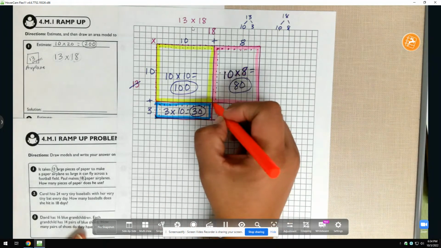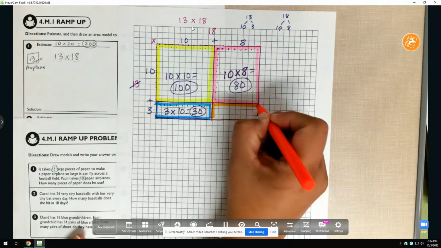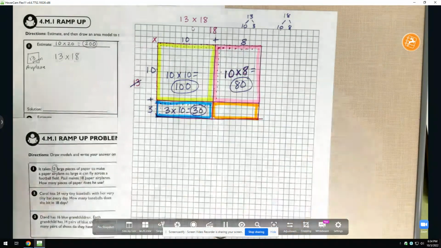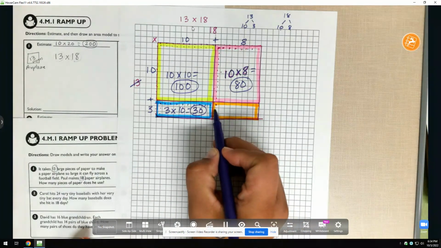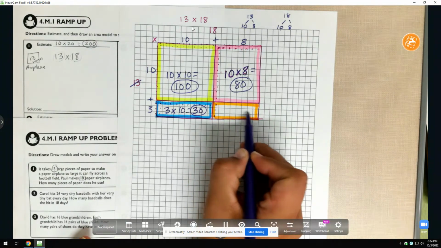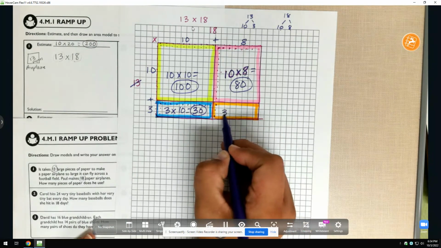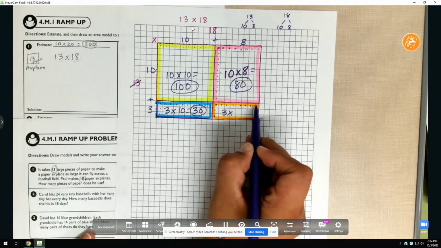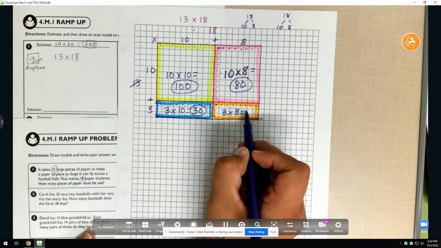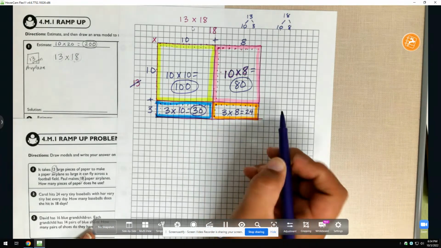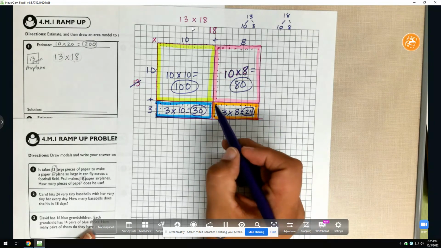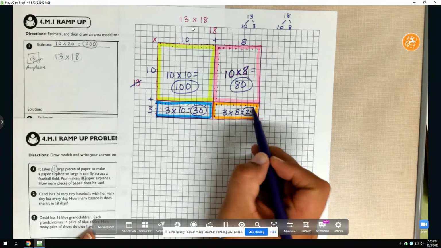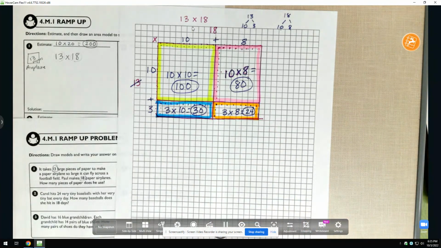And then I have my orange area. My orange area has also 3 rows. 1, 2, 3. Times how many in each row? 1, 2, 3, 4, 5, 6, 7, 8. So 3 times 8 is 24. If I were to count up all these squares in this orange area, I would count up 24.